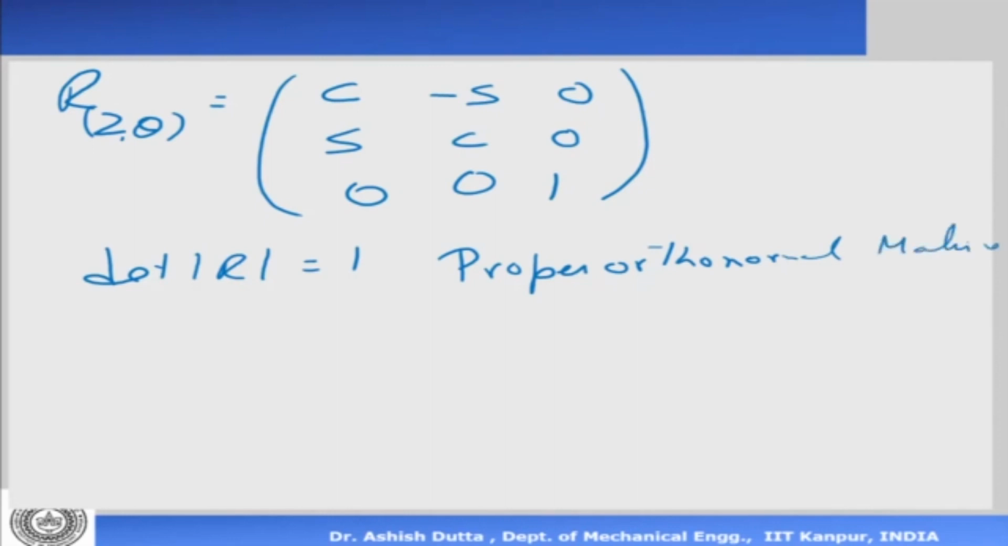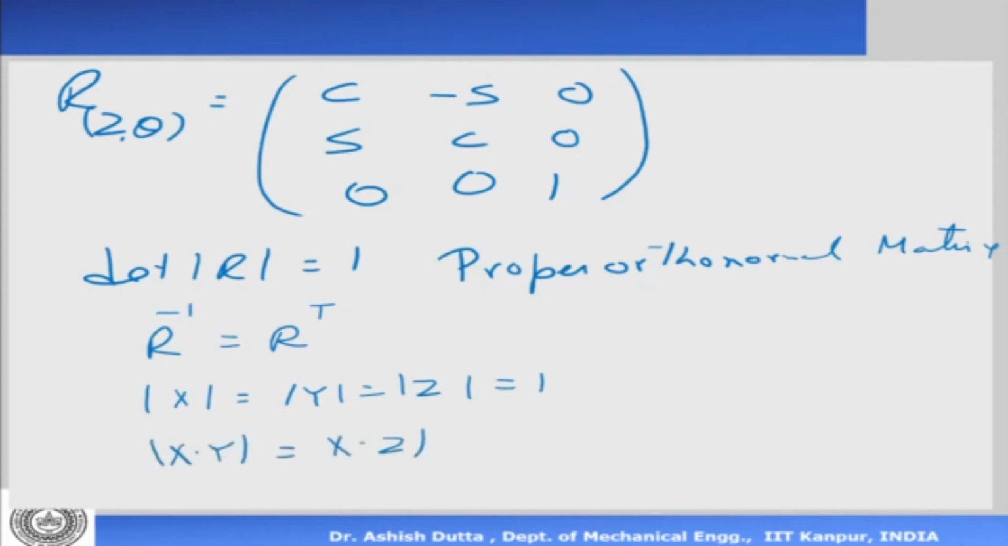Now, because it's a proper orthonormal matrix, the inverse of R is equal to R transpose. Apart from this, it has the properties that the mod of the x column, y column, and the z column are equal to 1, and the dot product of x dot y is equal to x dot z is equal to y dot z is equal to 0.